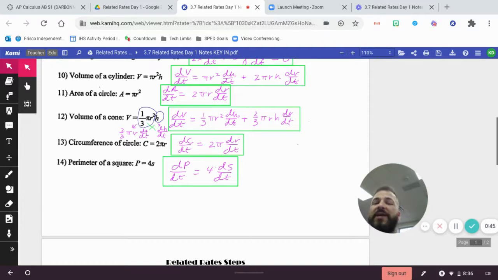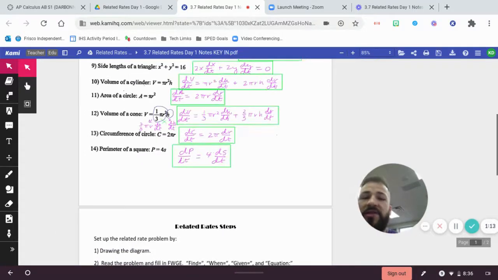the perimeter of a square one, because it makes so much sense to me, that the rate the perimeter is changing would equal 4 times the rate the sides of the square are changing. So if I have 4 sides of my square, and all 4 sides are changing at the same rate, which they should be, or else they won't be a square, then my perimeter will be changing at that same exact rate times 4. So I just like that equation because it makes so much sense in the brain.